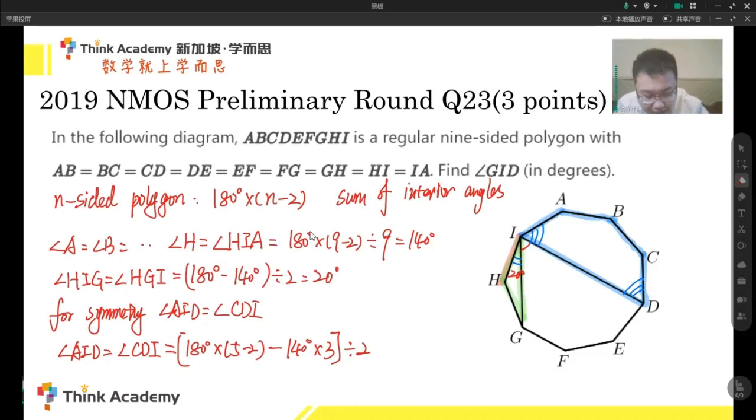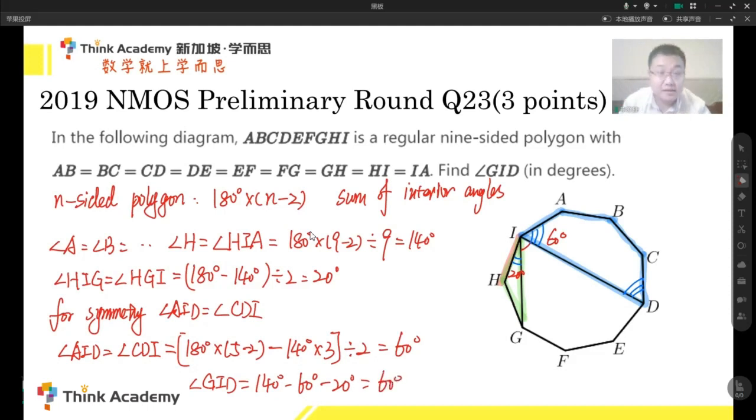So this is 540 minus 420, divided by 2. The answer is 60 degrees. So 20, 60, and 60, and the sum will be 140. The angle GID we need to know will be 140 minus 60 minus 20, which is 60 degrees. And the question is solved.